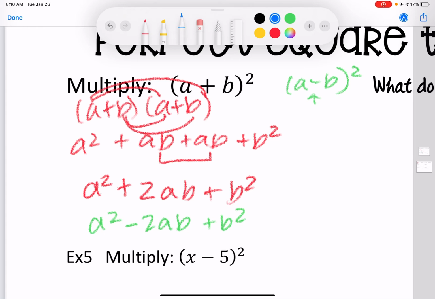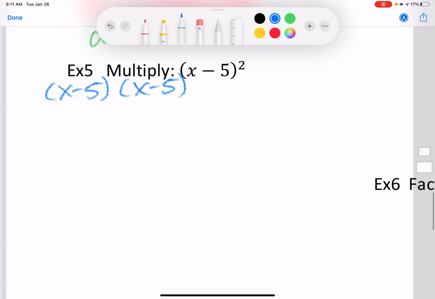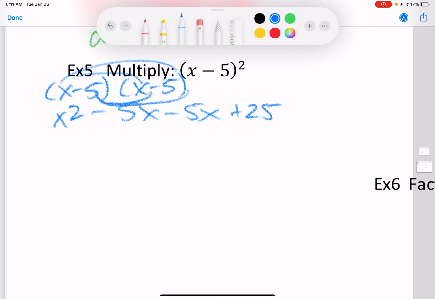So it's your first term squared, your last term squared. And then your middle term is your first term times your last term times 2. First, last, 2. So let's try it out with this one. I'm just going to FOIL at first. Okay, so I get x squared, first, outer, inner, and last. So I get x squared minus 10x plus 25.